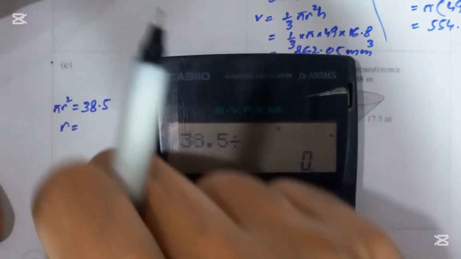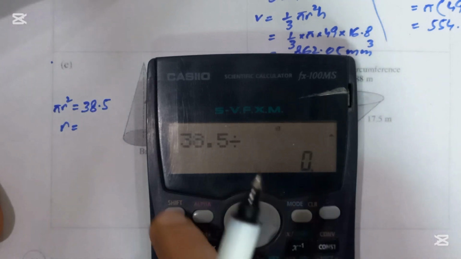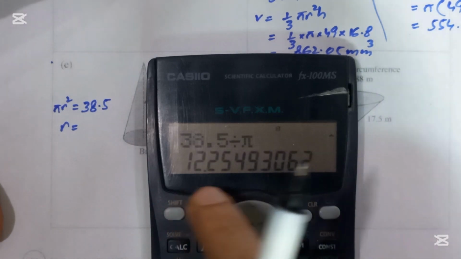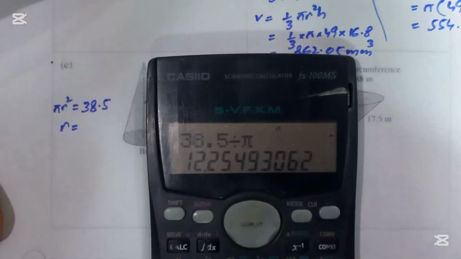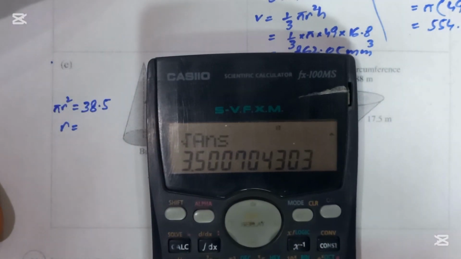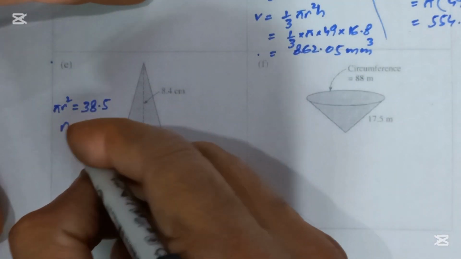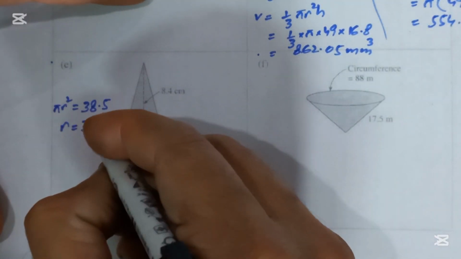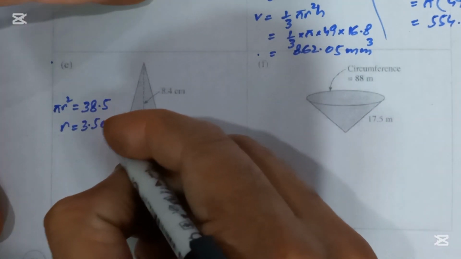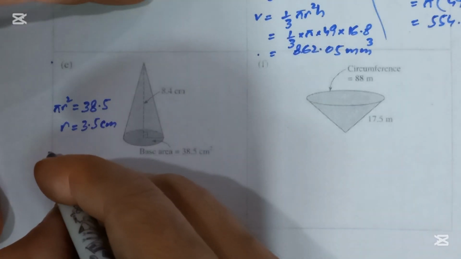38.5 divided by pi. This is the value of r square, so we will take the square root of this. The answer is 3.5, so the radius of the cone is 3.5. The unit will be centimeter. And now we are able to find the volume of the cone.